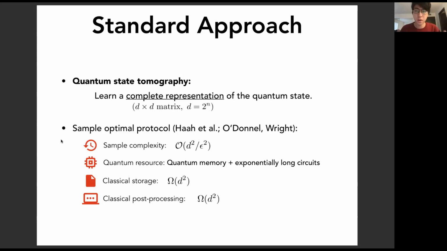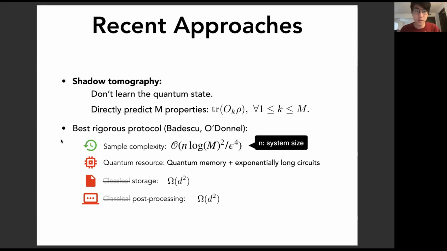In order to circumvent this exponential scaling, which is clearly not scalable to 50 qubits or 100 qubits or more, there have been a lot of recent developments. One of them is called shadow tomography, where the key idea is you don't learn the full representation of your quantum system, but you just directly predict a large number of properties.